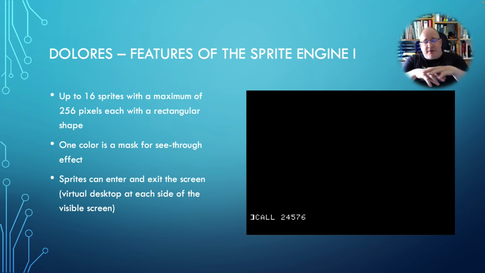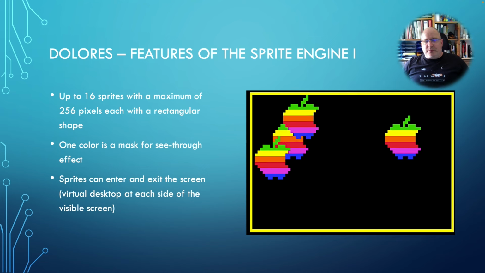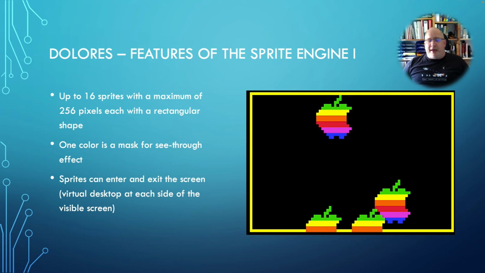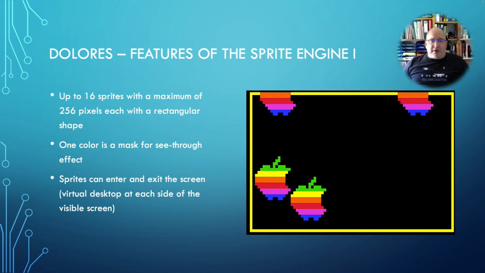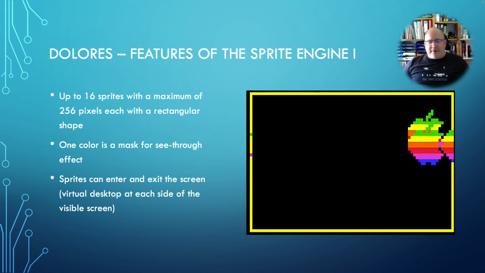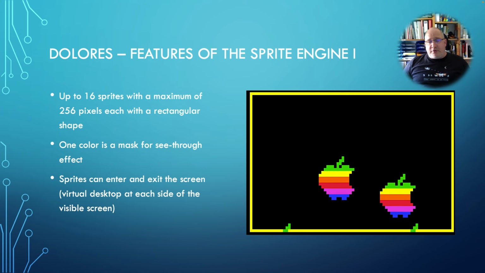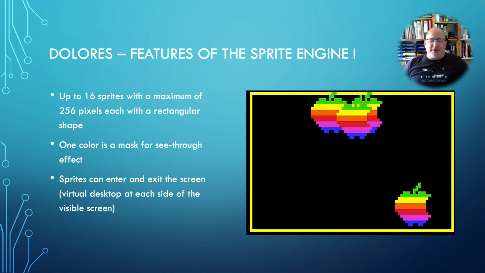The virtual desktop is much larger than the visible screen you can see, so the sprites can enter and leave the screen on each of the edges of the screen. The following demo shows some of the features here. This is a demo coded in assembly language, which shows apples moving inside and out of the screen boundary here.